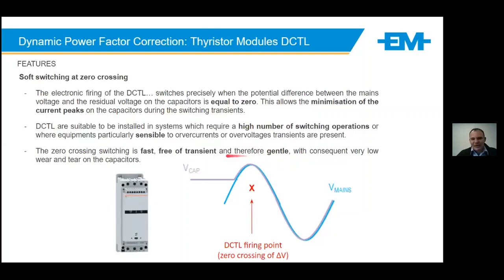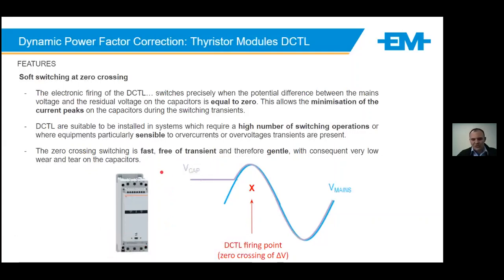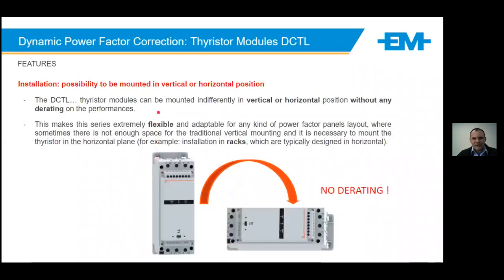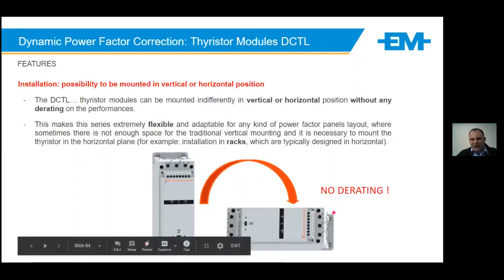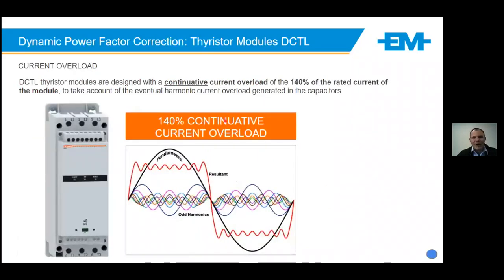Due to this being transient free, the wear and tear on the capacitors is reduced. With the new thyristor, it can be placed in any position due to internal fans for heat dissipation. So it's a lot more flexible than before. They are designed for continuous current overload of up to 140% of the rating of the module.